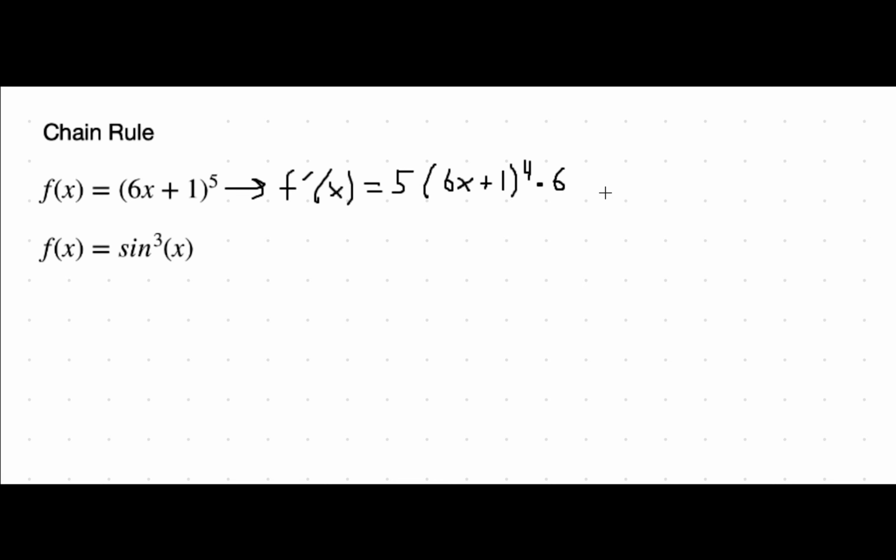And now we could simplify this a little bit by bringing the 6 out in front and multiplying it by 5. So we're going to have a coefficient of 30 out in front then. So our final answer is going to be 30 times 6x plus 1 raised to the fourth power.